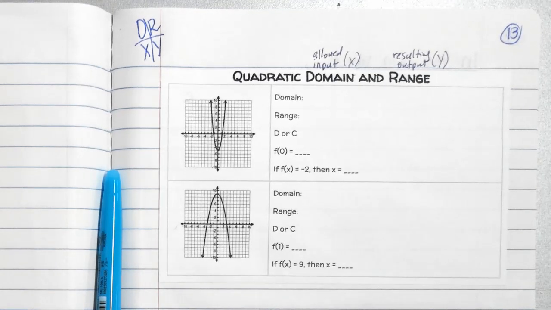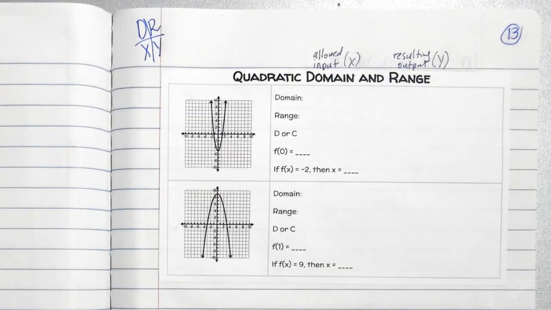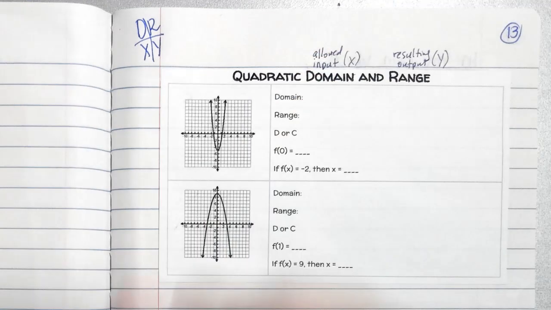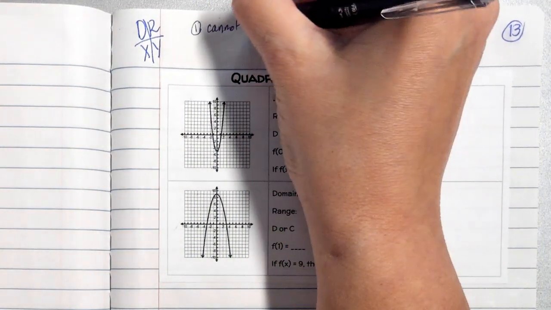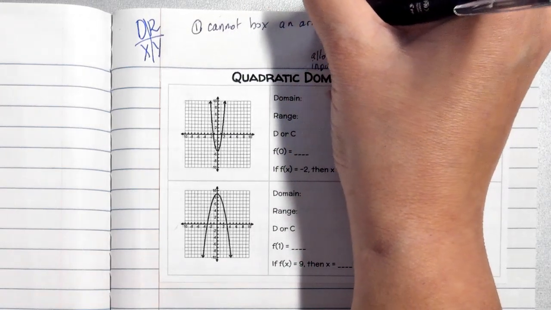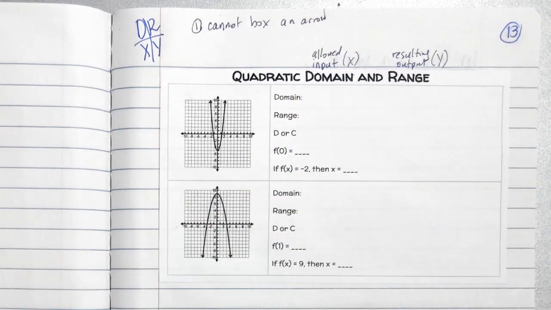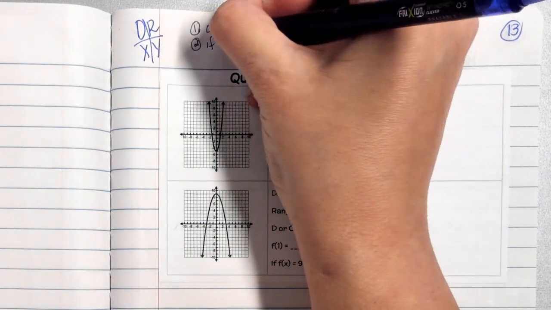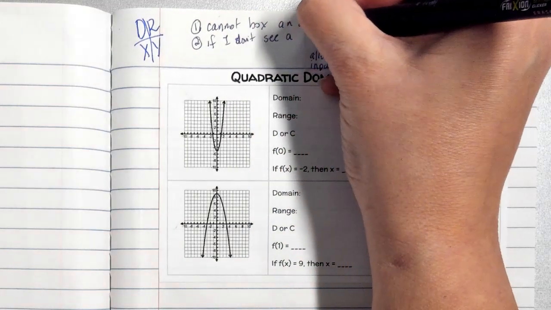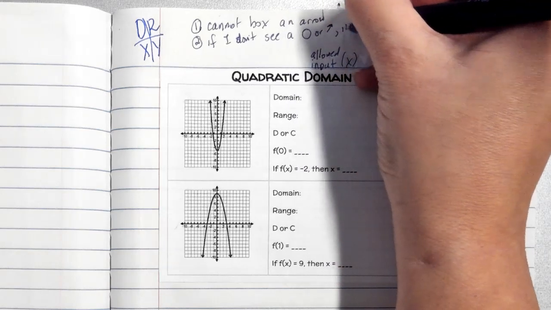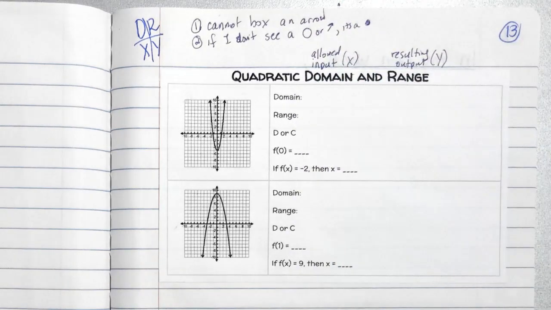we're going to start by, I believe when I taught you this last time, I taught you about boxing things out. So when I look at these functions, I'm going to try and box it out. Now remember, our rules are: you cannot box an arrow. Okay, so I cannot box out an arrow. And again, if this doesn't make sense, that's fine. If I don't see a bubble or arrow, it's a dot. We consider it to be a dot, and that means we include it.